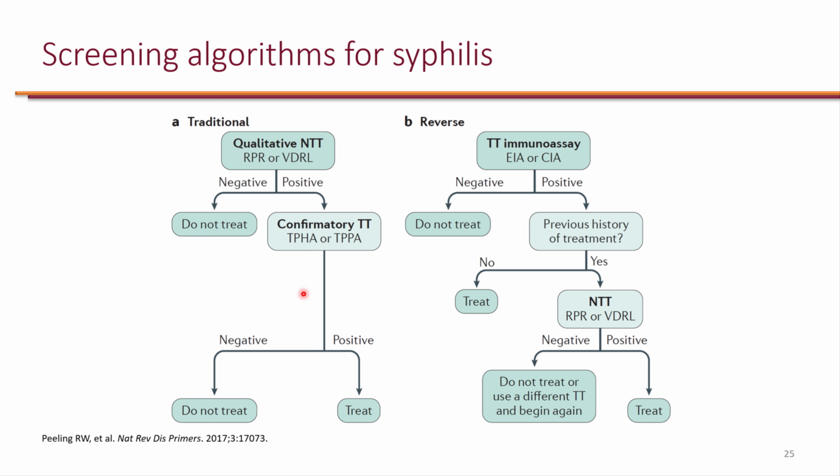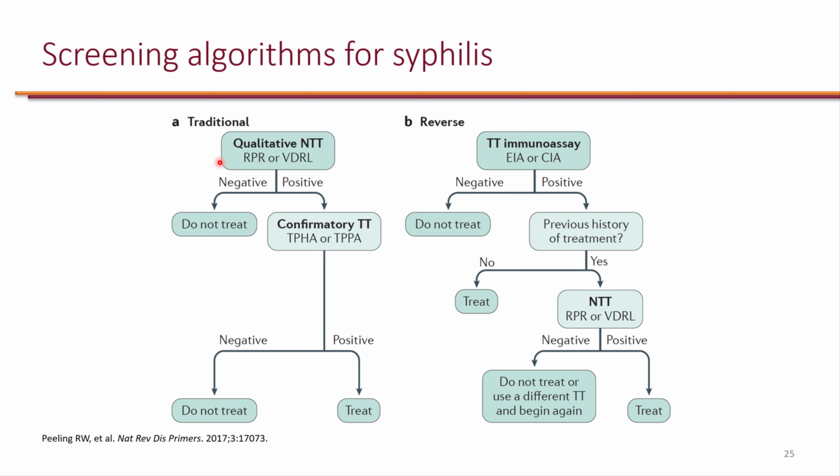There are two different algorithms for diagnosis. The traditional way is that you start with one of the non-treponemal tests. In the plasma, it would be RPR. If it's negative, you do not treat. If it's positive, you do a confirmatory test. So if you use the non-treponemal test, then you confirm with the treponemal test. If it's positive, you confirm that it is a true positive and you treat. But if it's negative, then you assume that this was a false positive, so you do not need to treat.